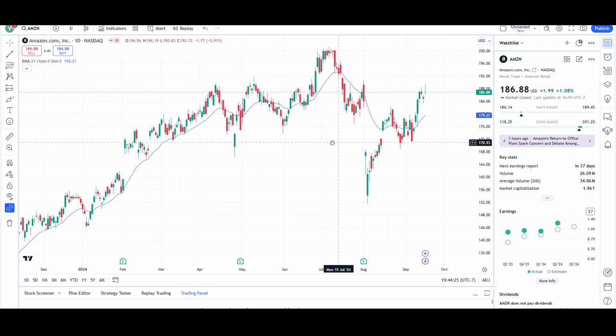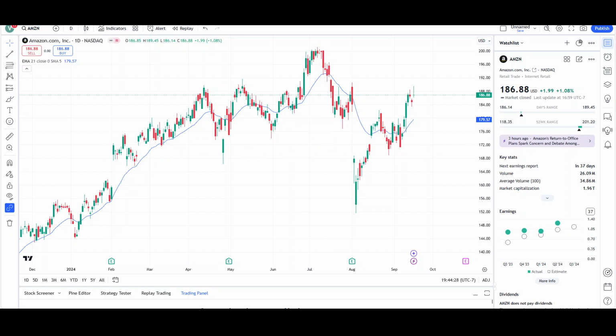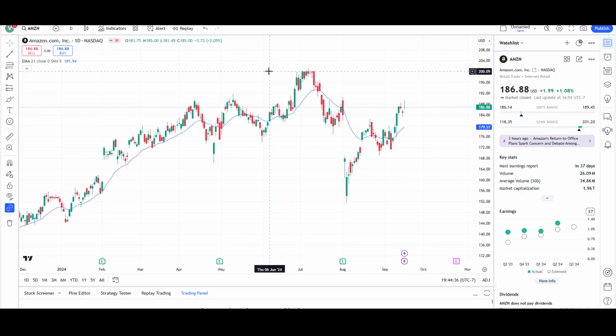So I haven't done an Amazon analysis in quite a while, I believe. So let's go and take a look at it. A lot has changed in the past several months. You can see that it did make a new all-time high at the $200 level. So let's go and mark that.